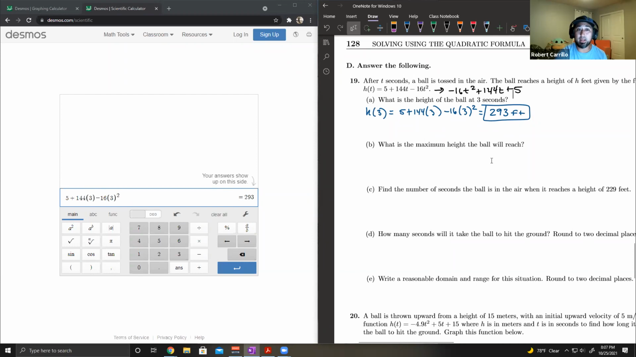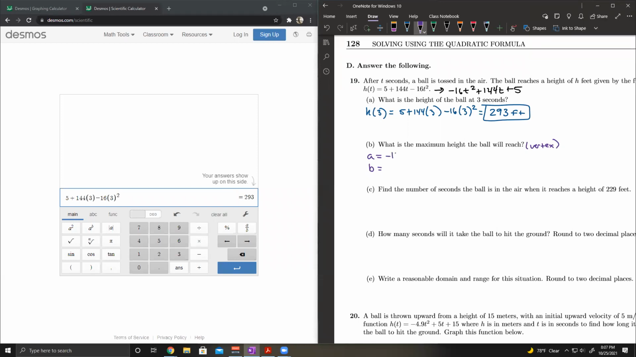So now it says, what is the maximum height the ball will reach? What are we looking for here? Vertex. We're looking for the vertex. So in this case, we want to know what A and B are. So what's the value of A on our function above? Negative 16. And B is 144, right?